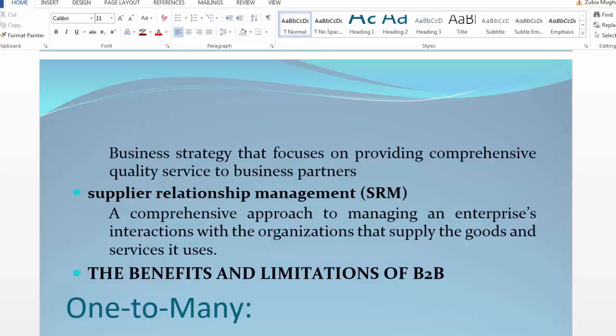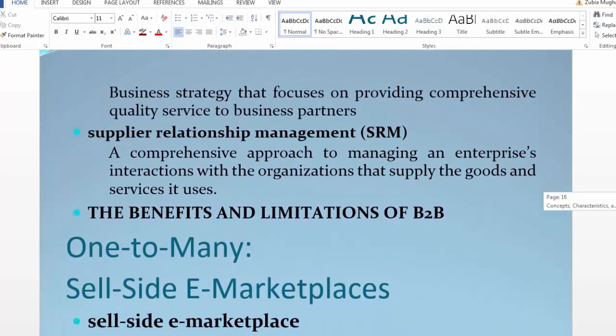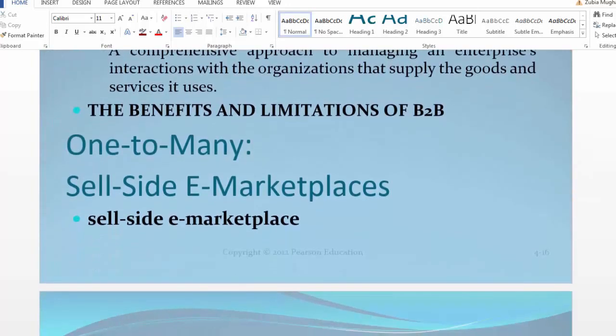Supplier relationship management is a comprehensive approach to managing an enterprise's interactions with the organizations that supply goods and services and its users. So PRM, SRM are concepts that deal with maintaining effective relationships with customers and suppliers. The benefits and limitations of business to business.